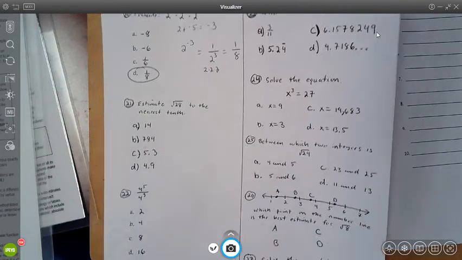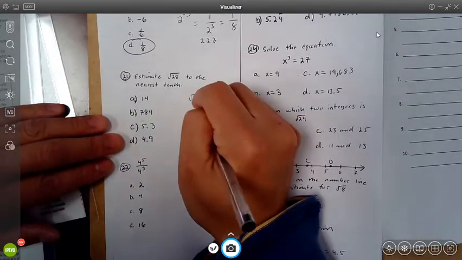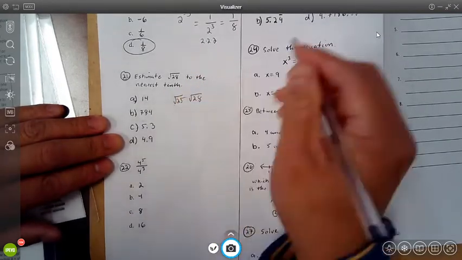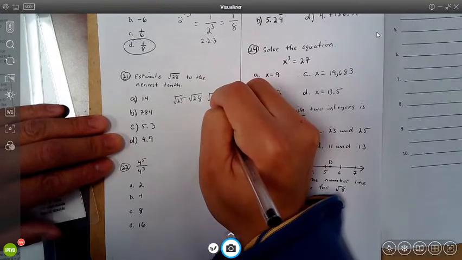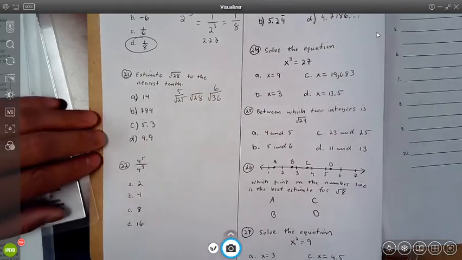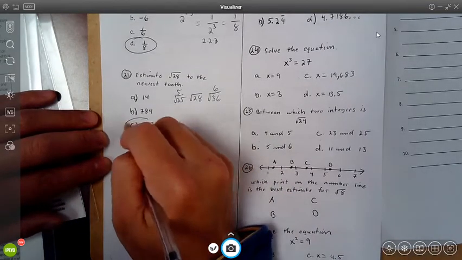Let's take a look at number 21. The square root of 28. The next lowest perfect square is the square root of 25. The next highest is the square root of 36. That's between 5 and 6. The only number between 5 and 6 here is option C.